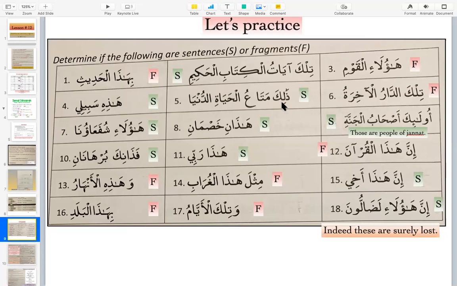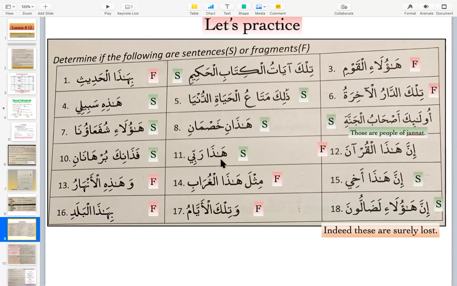So that is temporary benefit of worldly life. Hazani khasmani. Now Hazani is our dual, okay, and Khasmani is dual too, and no al, so that is my sentence. Khasmani, like the two people who argue a lot. So these two are the argumentative people, we can say.